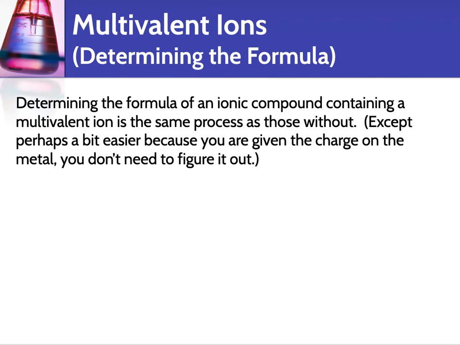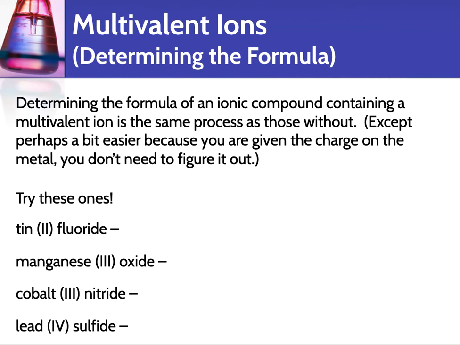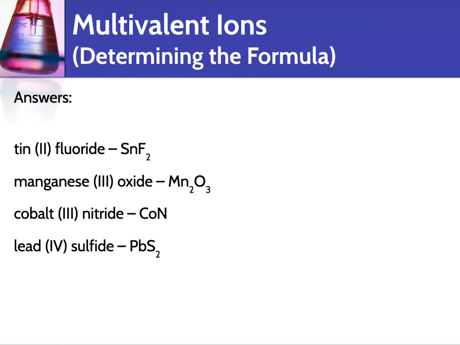So now how do we go the other way? It's the same process as when the ionic compound didn't contain a multivalent ion. And it's actually maybe a little bit easier because you're given the charge. You don't actually need to figure it out. Okay, so try these ones out. Same way, you're going to do that crossover method. So write the ions and then cross them over to be able to get the final formula. And here are the answers for those ones.